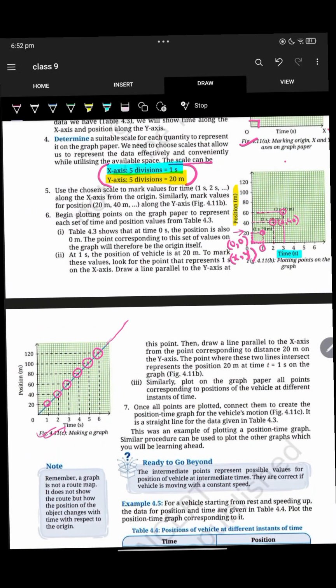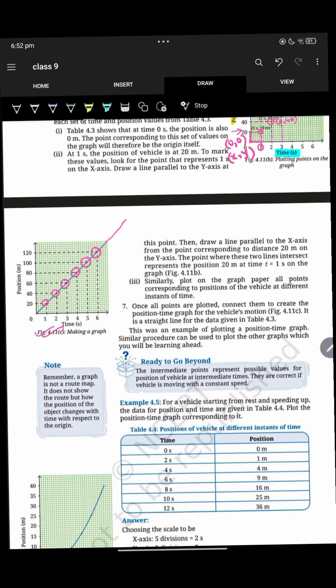Okay. So what do you notice? Once all the points are drawn, they are plotted. Connect them to create the position time graph for the vehicle's motion. And what do you notice? What is the nature of the plot? It is a straight line for the data which is given. And of course, passing through the origin. A straight line which is passing through the origin.